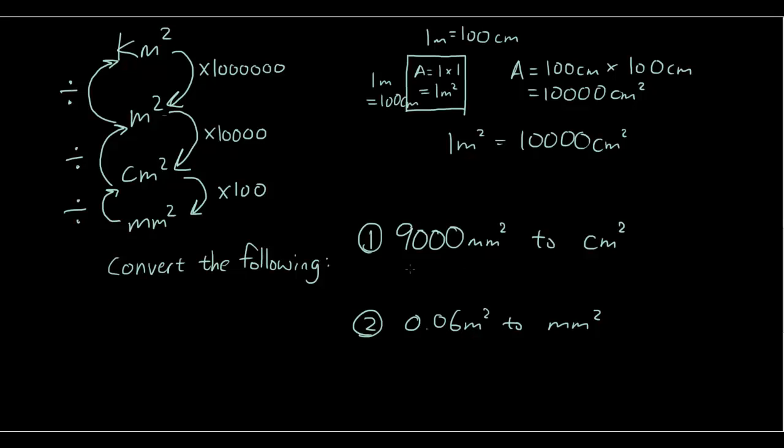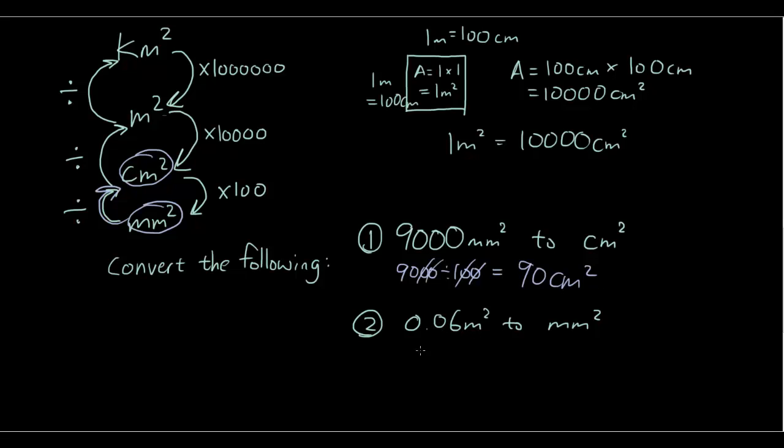Okay, so 9,000 millimeters squared. We're starting off down the bottom of the ladder, and we want to go to centimeters squared, so we're going upwards, so it's divide by 100. 9,000 divided by 100, cross out 2 zeros, so it's 90 centimeters squared.